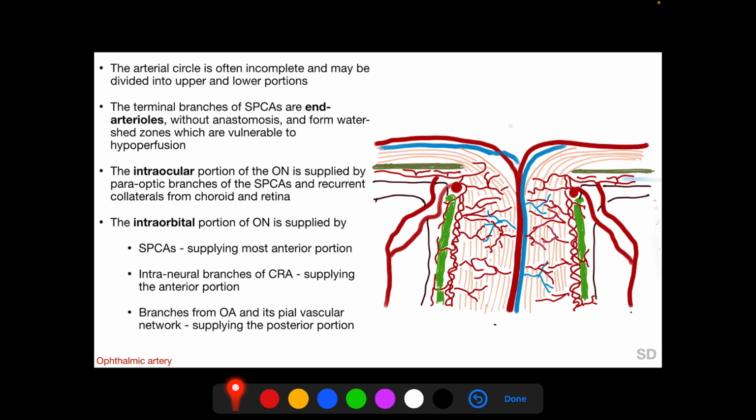So the anterior-most portion is supplied by the short posterior ciliary arteries, the anterior portion is supplied by the central retinal artery which lies within the nerve in this region, and the posterior portion of the intraorbital optic nerve receives blood supply from the ophthalmic artery.